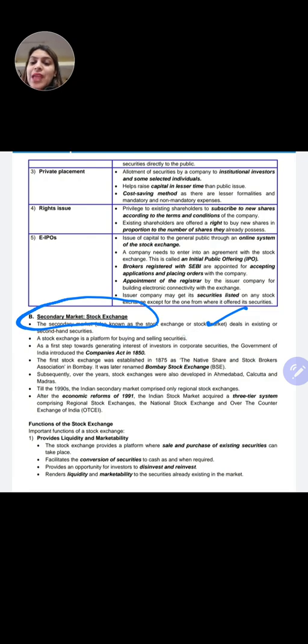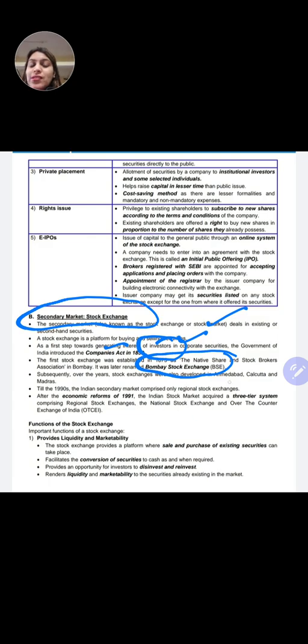Stock exchange becomes a platform for buying and selling of securities, and it was first introduced for the interest of investors. Because of the interest of investors, the government introduced one act, the Companies Act, and the exchange was later named BSE, Bombay Stock Exchange. So this was introduced by the government for the interest of investors, so that whatever securities they are buying and selling, they do not face hurdles or obstacles in the process.